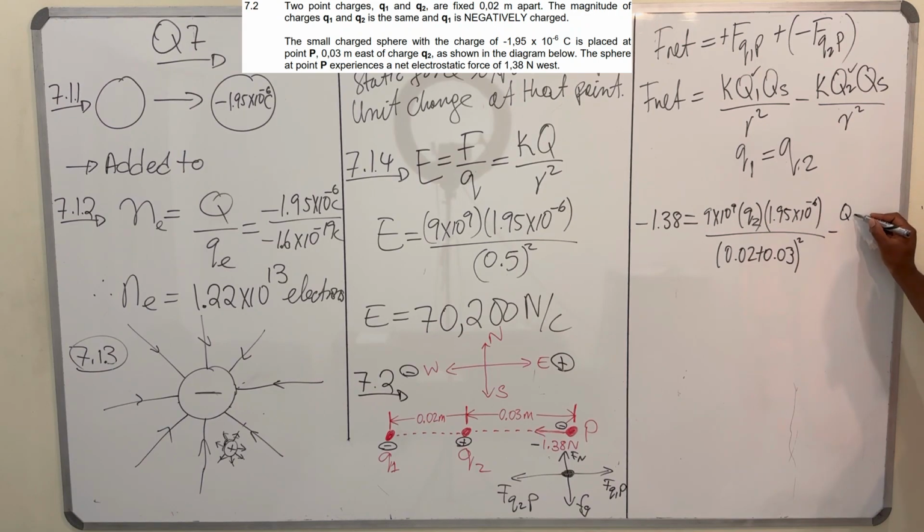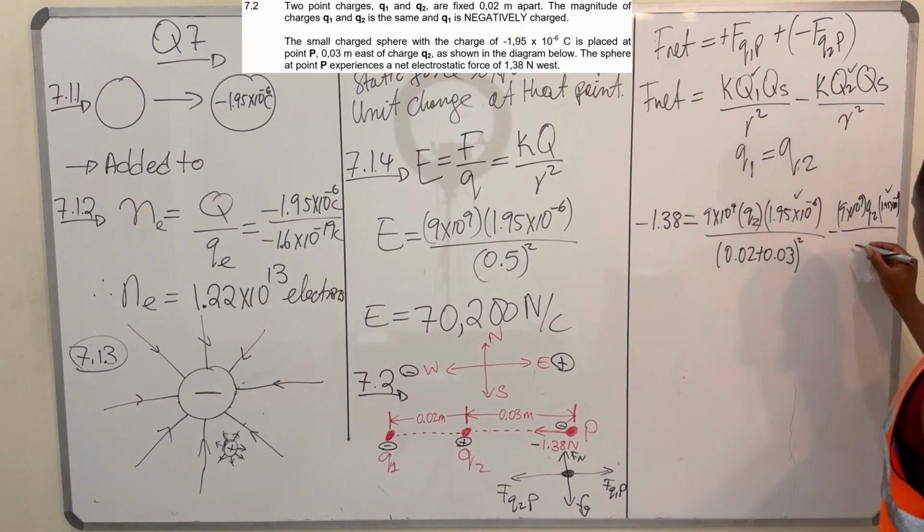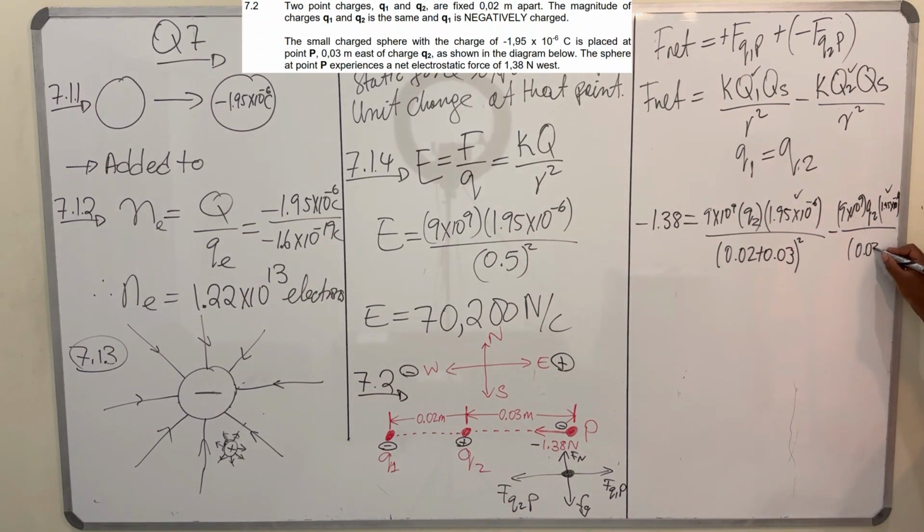So it's going to be Q2 again. Actually, it's going to be K, which is 9 times 10 to the 9, times Q2, which is this, times that, which is 1.95 times 10 to the minus 6. So this is the same as this, all divided by what? The square of the distance between Q2 and QS. Q2 and QS, the distance is only 0.03 meters all squared.